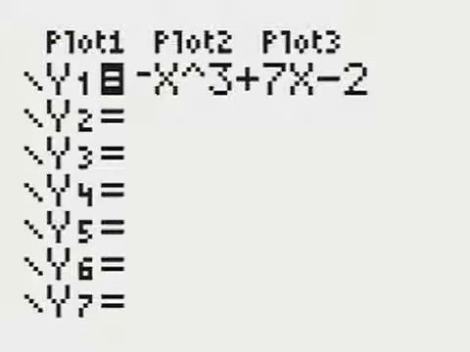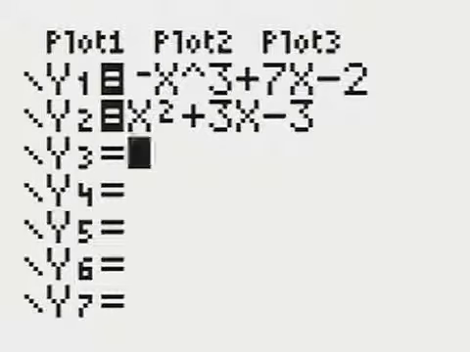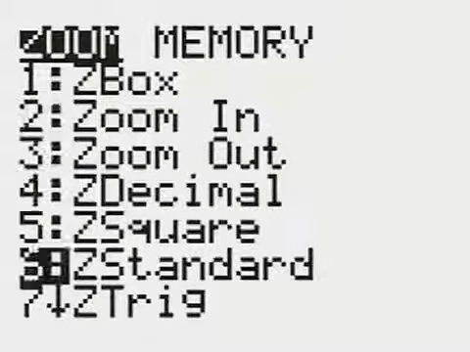We'll hit enter. And in y2 we want to enter the right side of our equation, x squared plus 3x minus 3. We're going to start with our standard window, so we'll do zoom 6. And we see that there are going to be 1, 2, 3 points where the two graphs cross. So we need to find 3 points of intersection.